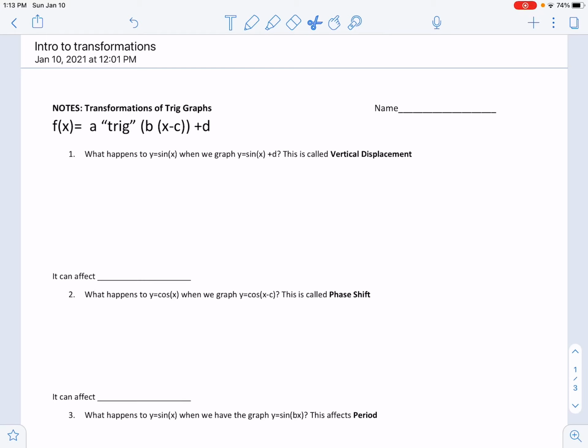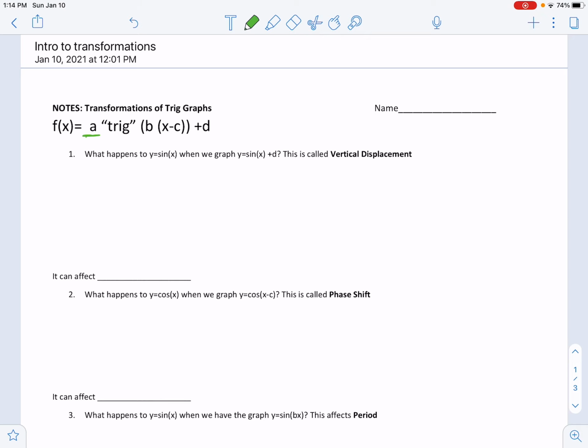Today we're going to talk about transformations. Transformations to trig graphs are the same as transformations to any other function, okay? Except there's one difference here, is that we have a thing called an amplitude versus just a stretch. And we're going to get to that, okay?